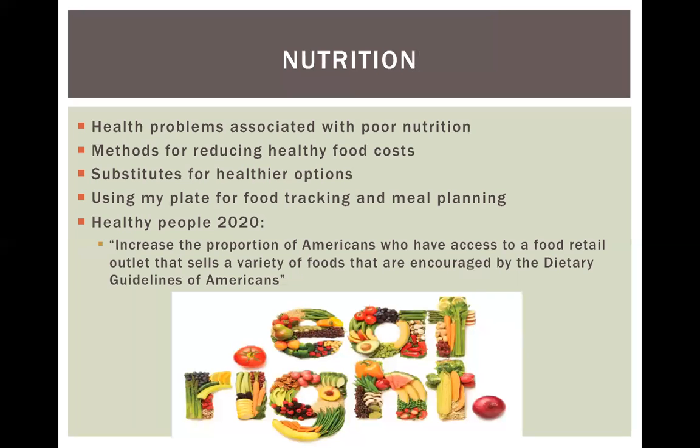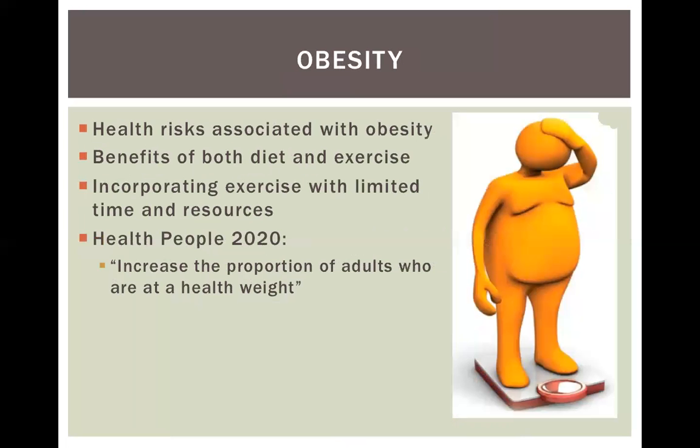That way they could track their foods, their caloric intake, their daily activity, and they could plan out their meals for the week. This was in line with the Healthy People 2020 goal to increase the proportion of Americans who have access to a food retail outlet that sells a variety of foods that are encouraged by the Dietary Guidelines for Americans.